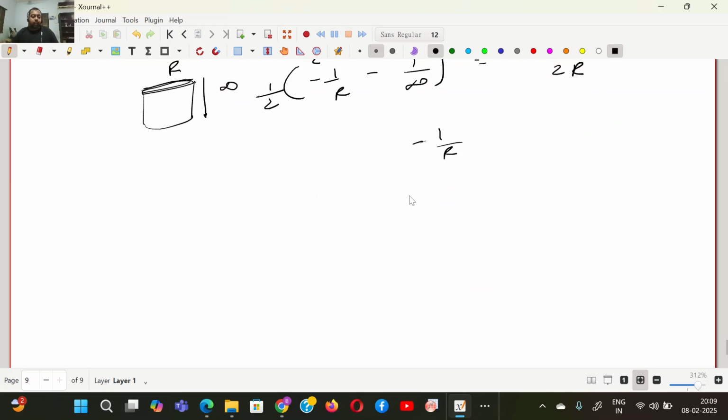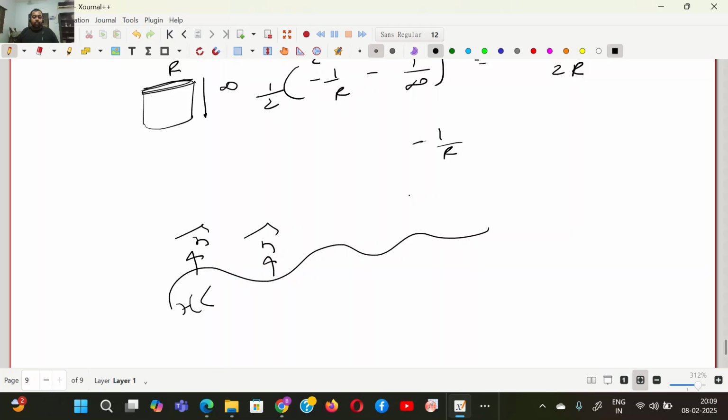And if the interface is in this kind of shape, and you define the normal vector like this in this direction, right? So here curvature will be less than zero. Here it will be greater than zero. Okay, like that it will keep on changing.